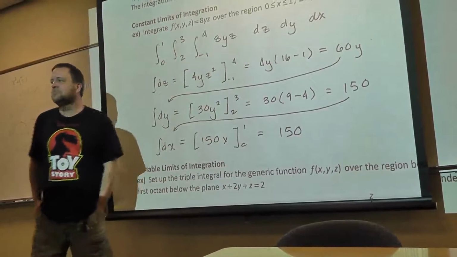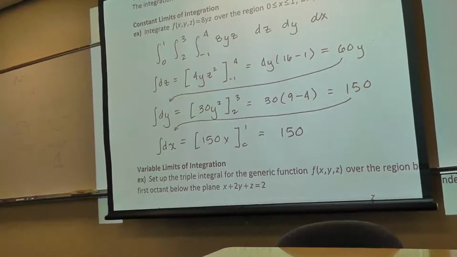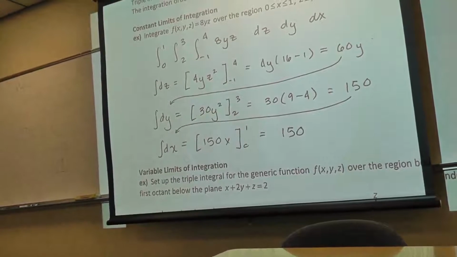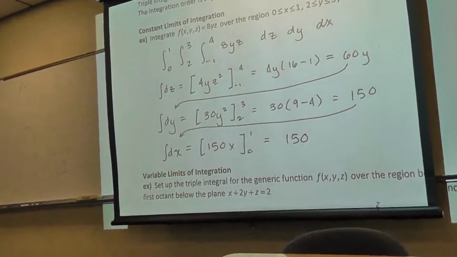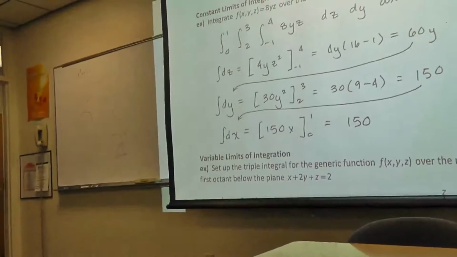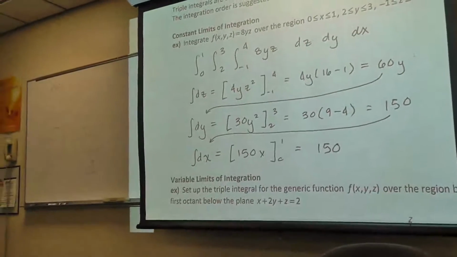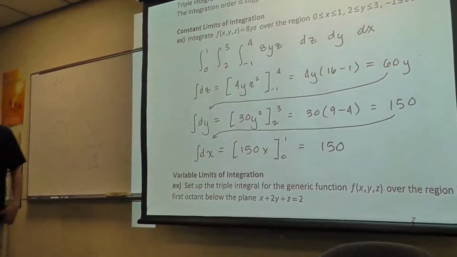Yes? If one of our restrictions wasn't a constant, would it be that one first, like if it was an x squared in there somewhere? Yeah, that's going to change now. The first example is the easy one when you have all constants. The second one is where you start using variable expressions.